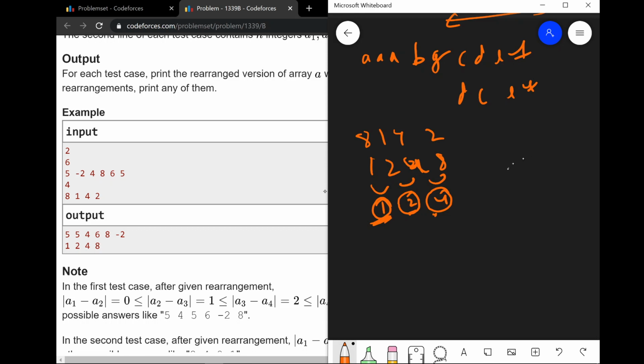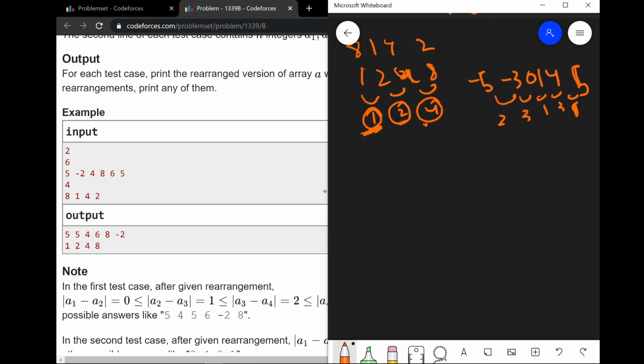So for this case, let's suppose it's -5, -3, 0, 4, 1, and let's suppose 1 is here and 5 is here. So if we see, the absolute differences are 2, 3, 1, 3 and 5 and 1. So the minimum difference comes out to be 1 twice. So over here it's 3. I don't think this would be an input because there are the same differences, but there is something in between.